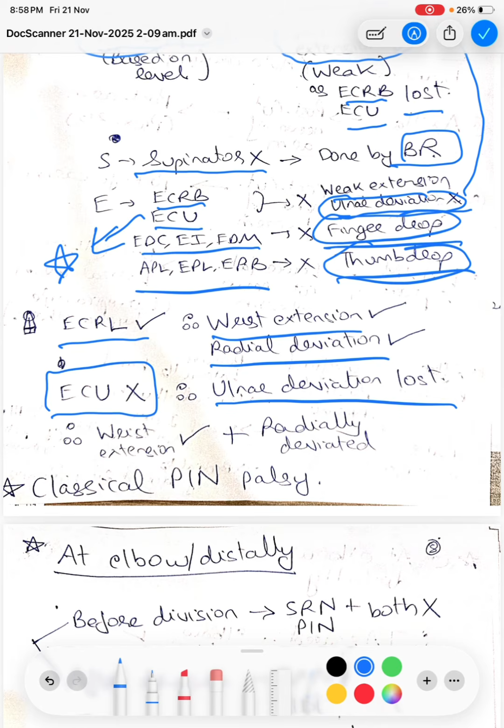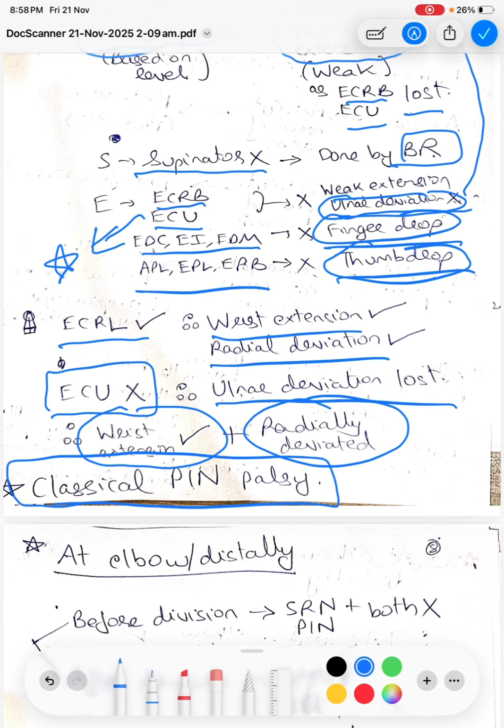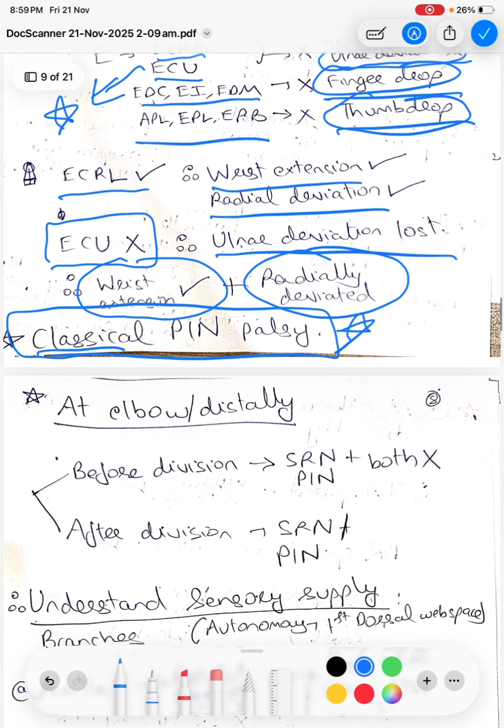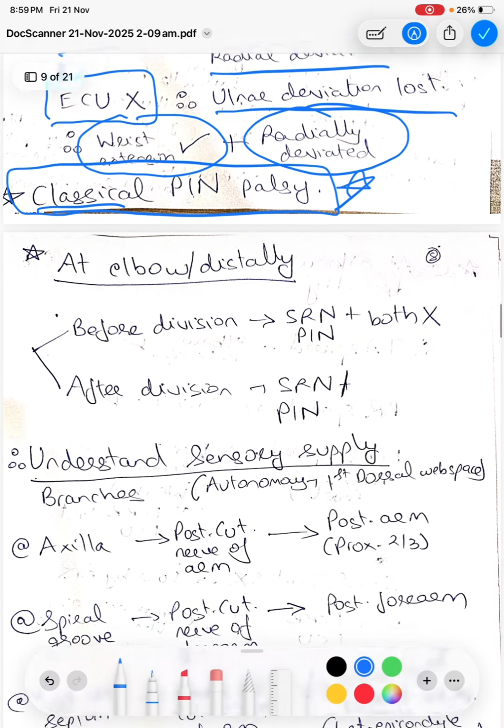So ulnar deviation is lost. If there is wrist extension with a radially deviated wrist, it is the classical picture of PIN palsy. So PIN plus SRN, superficial radial nerve, or just PIN palsy. We are at present discussing only the motor component. This is the classical picture of how PIN plus SRN or PIN palsy presents to you. We are going to differentiate that in the further slides.